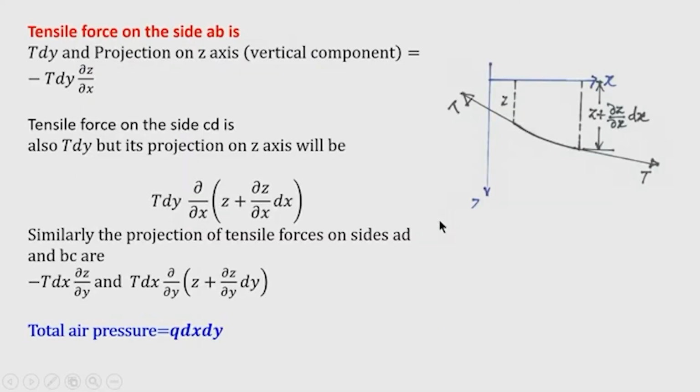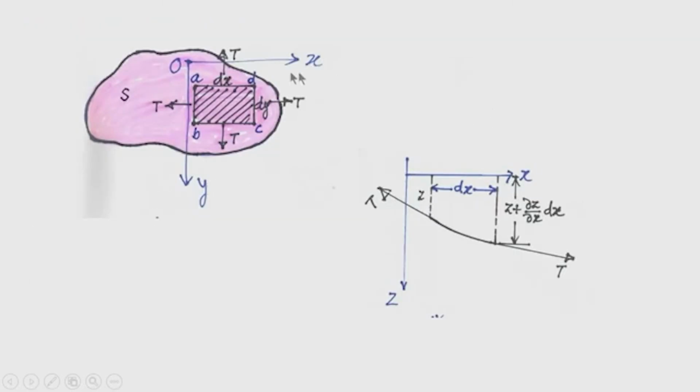Okay. Now, if I resolve the tension in the vertical direction, because we have taken the sides here, say A B, along the sides A B the total tension is T into dy. We are taking the tension as uniformly distributed, and it is expressed as a tension per unit length.